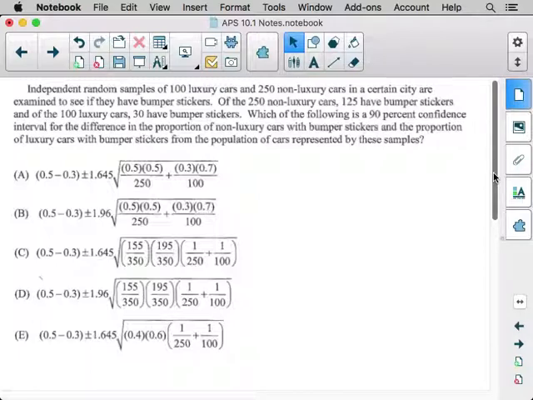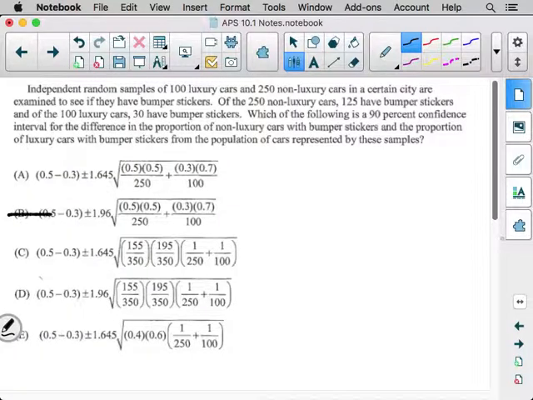Now, let's dive into the rest, okay? So here, now we need that critical value. Again, where do we get that critical value from? So we look at the confidence level. This time, isn't it 90? Yes. Which one is associated with 90? 1.645.